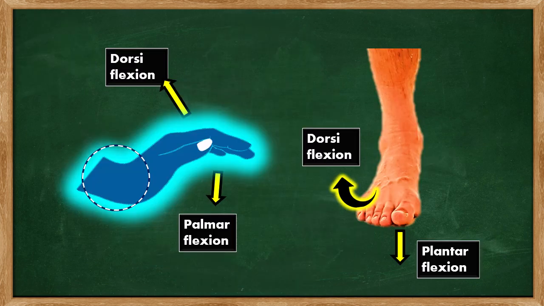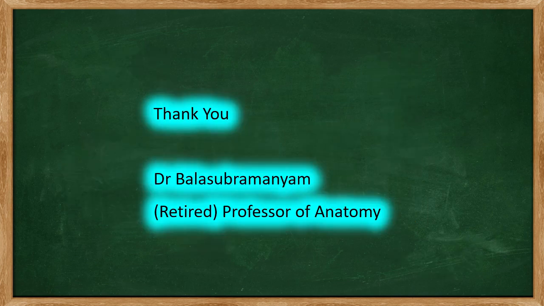Similarly, in certain specific areas, there may be terminologies specific to those areas. Like, for example, the hand may have dorsal flexion and palmar flexion, with the wrist being the joint of reference. Similarly, in the lower limb, ankle will be the joint reference. There can be dorsiflexion and plantar flexion at the ankle. So that was a short tour of the anatomical terminology.